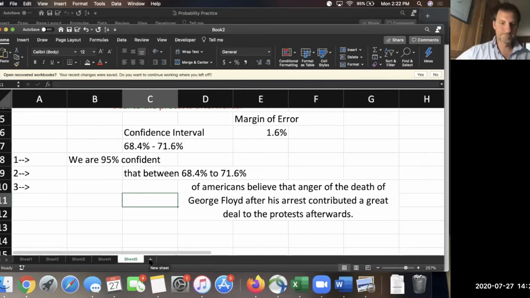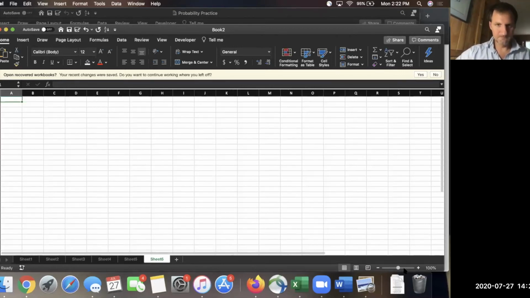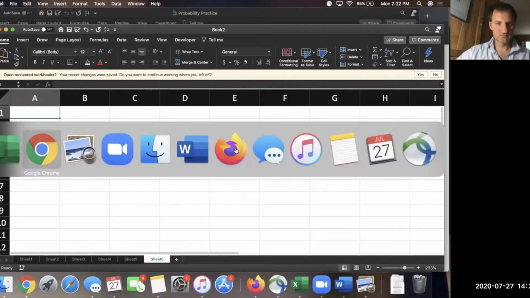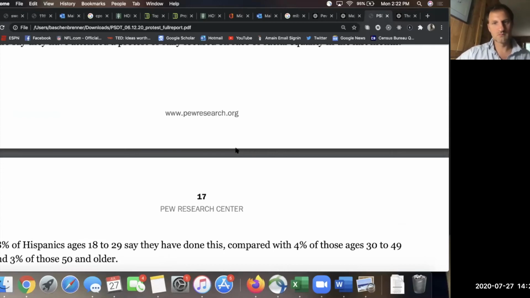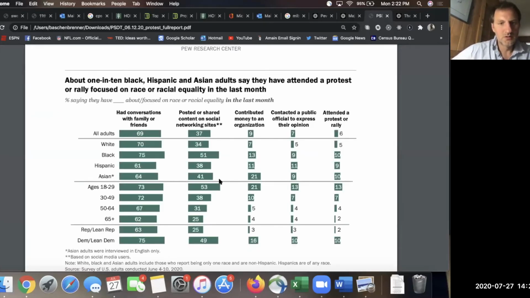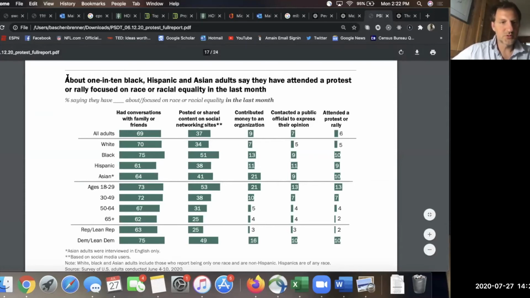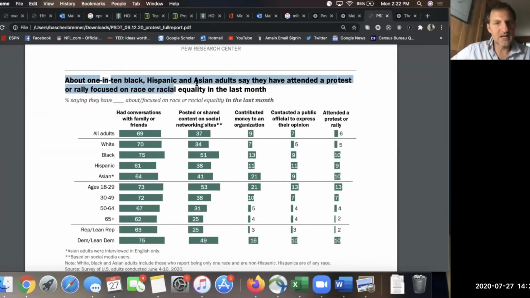All right, let's do another one. So here's a top line, and they're talking about Black, Hispanic, and Asian adults. I suspect, and this is just this part over here, this is 9 or 10%. They're generalizing this to be about 1 in 10, which is 10%.